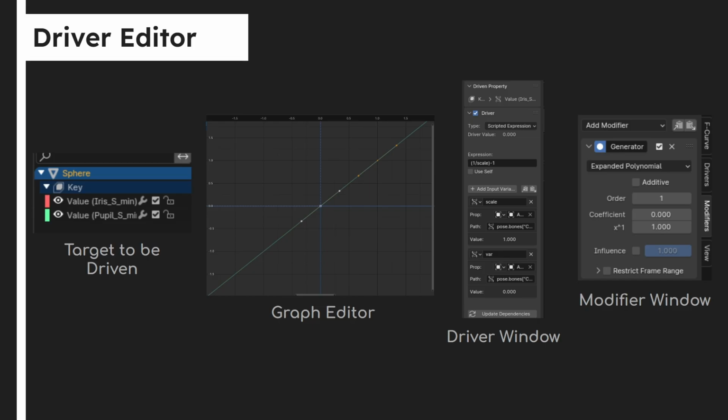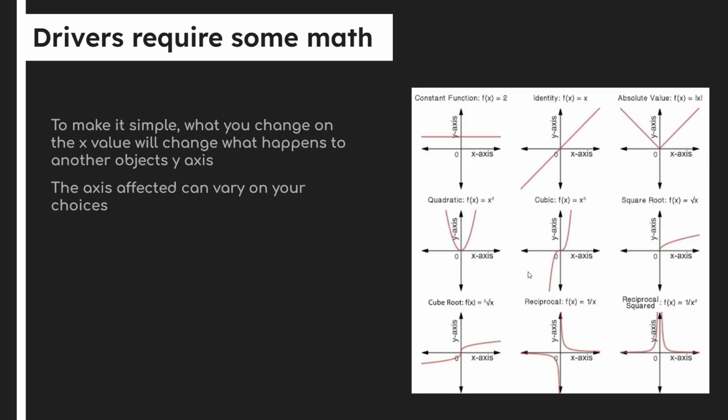And so in our driver editor, there are 4 main areas that we need to consider. First of all, we have the target to be driven. So this is the value that we're changing. We have the graph editor itself, which is where we can see the visual information of what is being changed along those x and y axes. We have the driver window itself, which is where we plug in our variables that are actually affecting our driven object. And then we have the modifier window if you want to add some more unique formulas as you saw here, right? So this stuff you can add with modifiers, right?